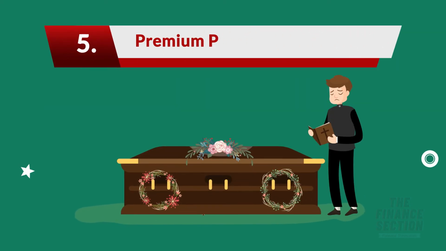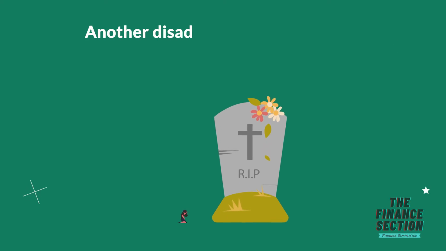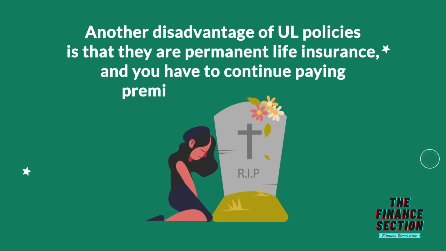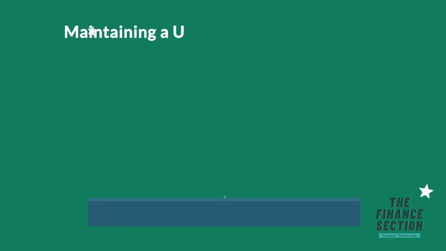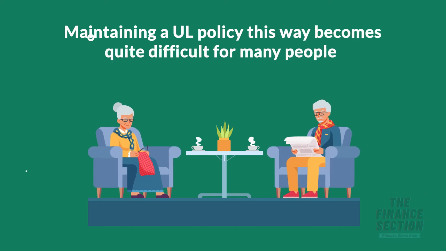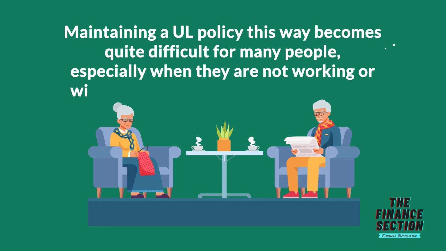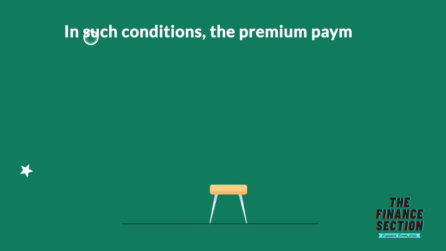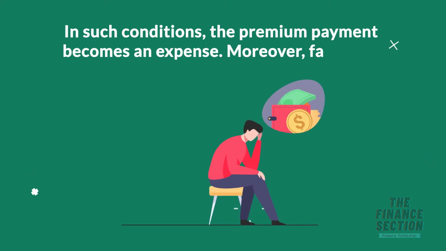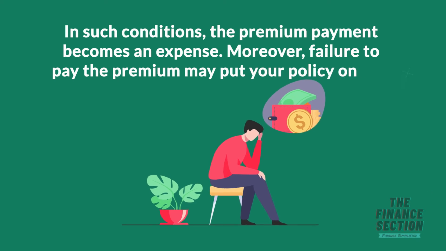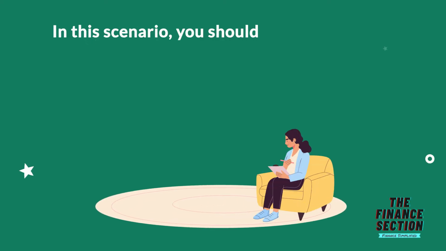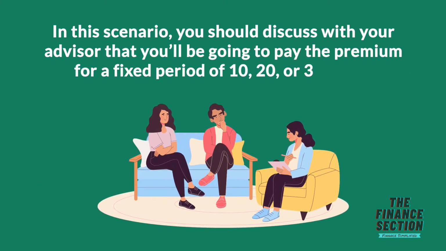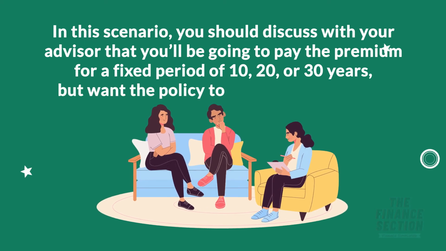5. Premium payments until death. Another disadvantage of UL policies is that they are permanent life insurance and you have to continue paying premiums until your death. Maintaining a UL policy this way becomes difficult for many people, especially when they are not working or withdrawing from their retirement fund. In such conditions, the premium payment becomes an expense. Moreover, failure to pay the premium may put your policy at risk. In this scenario, you should discuss with your advisor that you'll be going to pay the premium for a fixed period of 10, 20 or 30 years, but want the policy to cover your whole life.